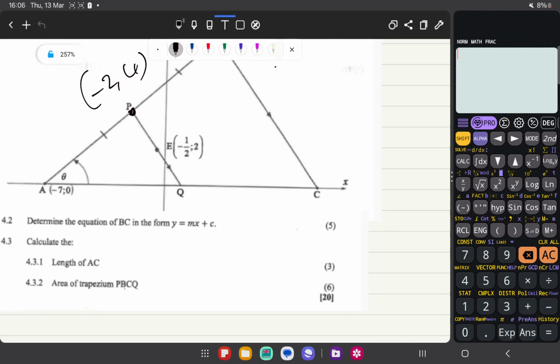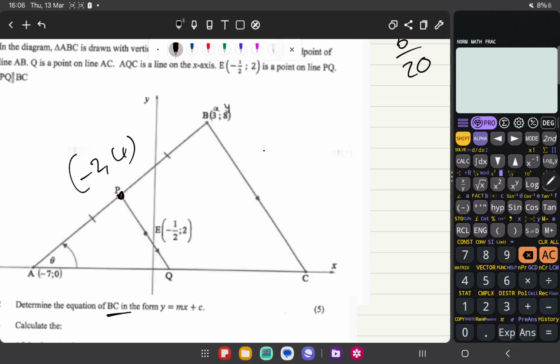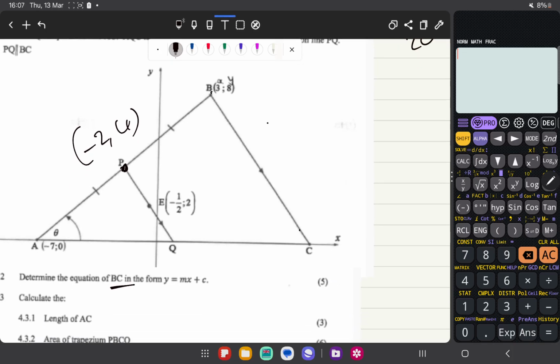Look, they say determine the equation of BC. Where is BC? Here is BC. Determine the equation of BC in the form y equals. So let us look. What do we have? For BC, we only have the point B. We don't know what point C is.